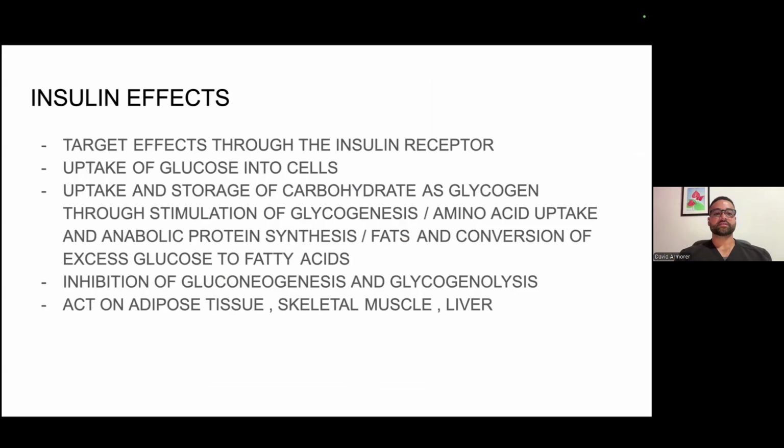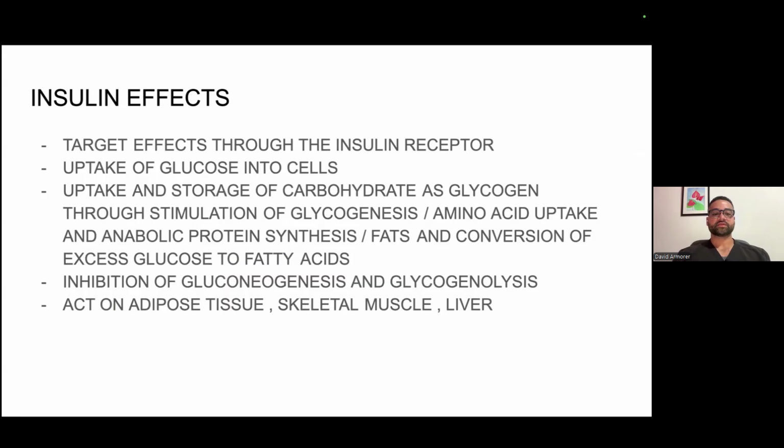The target effects take place through the insulin receptor. How the insulin works: first, it uptakes glucose into the cells. It's important in the uptake and storage of carbohydrate as glycogen. And it does this through the stimulation of glycogenesis, which is creating glycogen, and amino acid uptake, and anabolic protein synthesis, as well as fats and conversion of excess glucose into fatty acids. So essentially, it packs away all the substrates of the body, the major substrates.